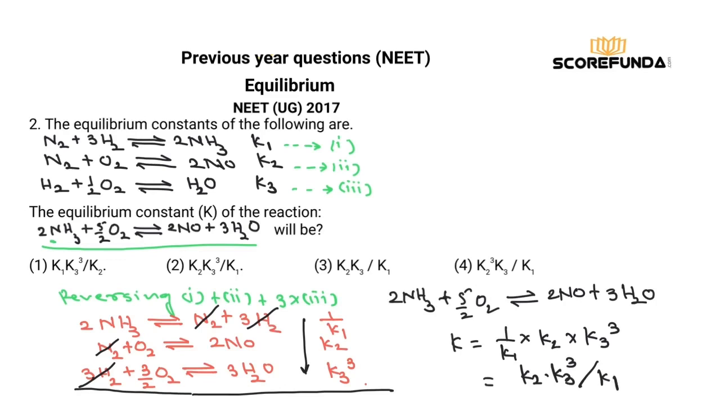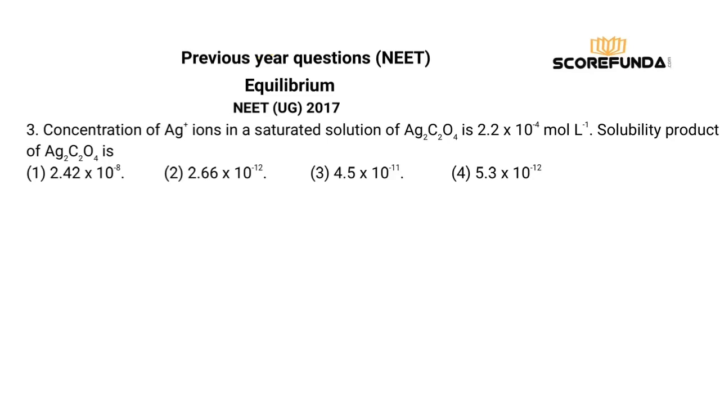Hence answer 2. Now let us see third question जो 2017 में आया था. इसमें third question आया था: concentration of Ag plus ions in a saturated solution of Ag2C2O4 is 2.2 into 10 to the power minus 4 moles per liter. Solubility product of Ag2C2O4 is. So the sparingly soluble salt Ag2C2O4 will actually give the ions twice Ag plus and C2O4 2 minus.